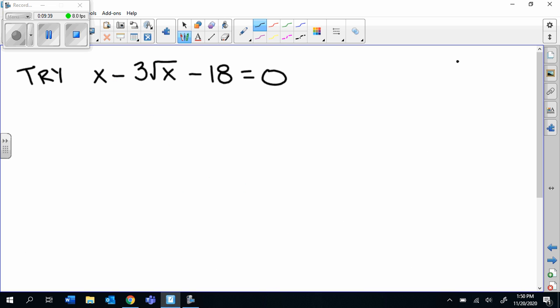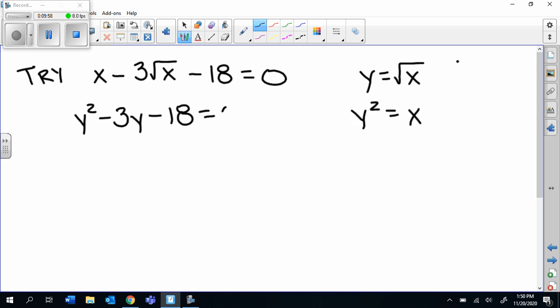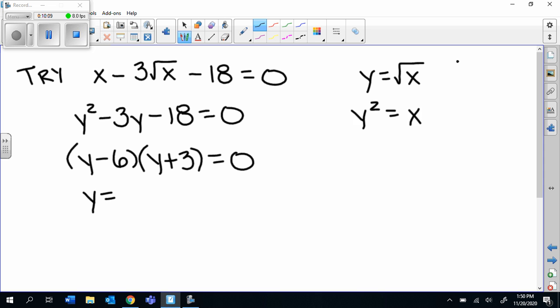Here's your try. Do the same thing. Square both sides. Replace it. So y squared minus 3y minus 18. Factor it. Set each piece equal to 0 and solve. And then go back and substitute in what the initial variable was.